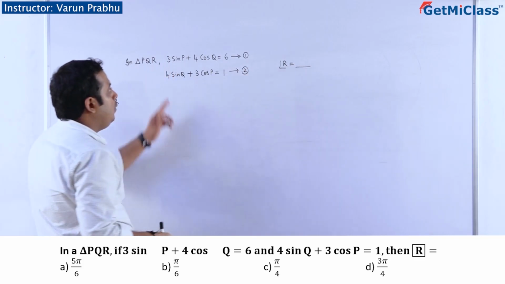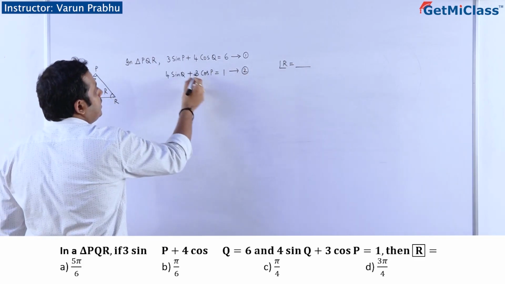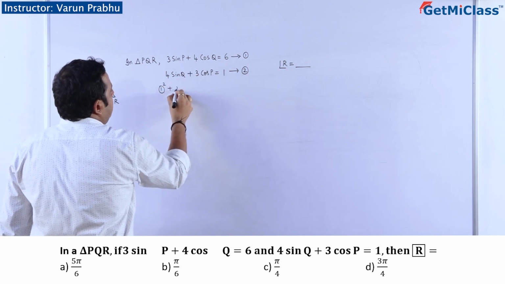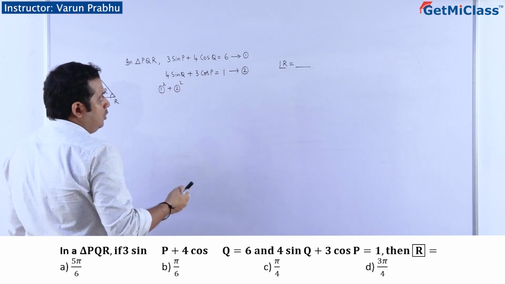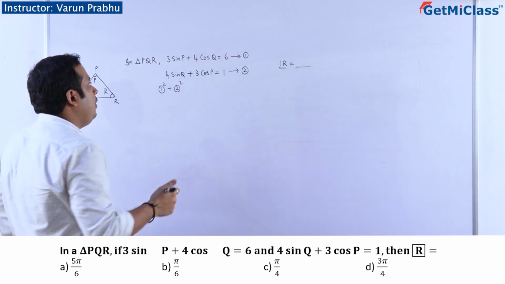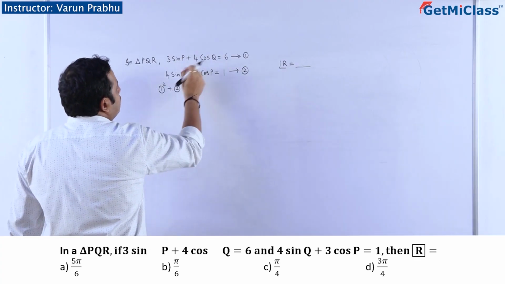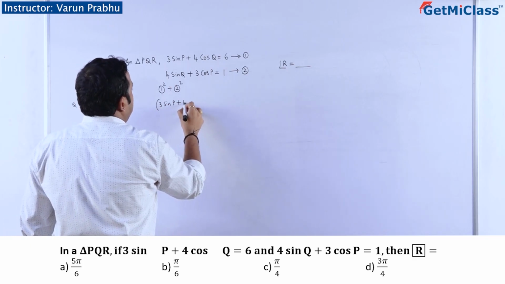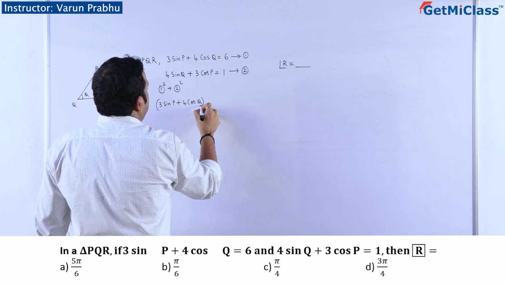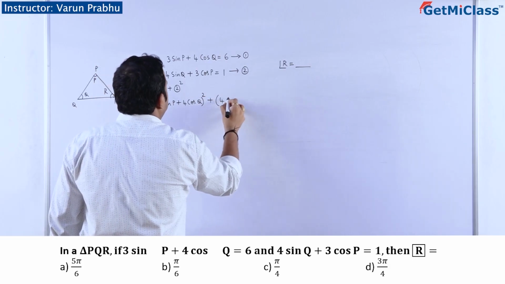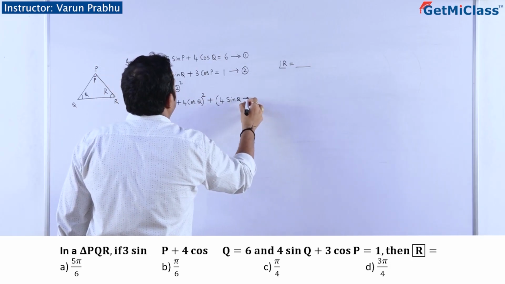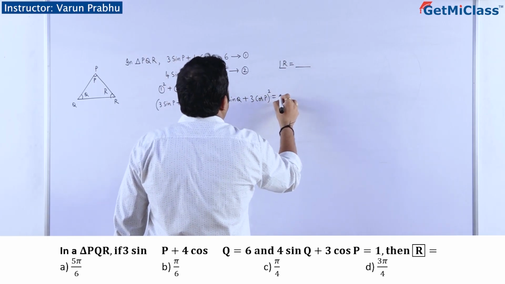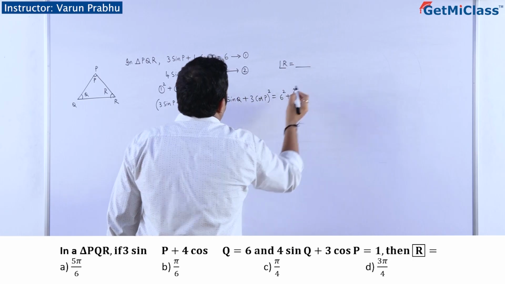So I'll call this equation 1, this is equation 2. Whenever there is sine and cos involved in the equation, the only method of solving this problem is to square and add. Is it okay? So that you will end up with some relation between P and Q. So squaring and adding will give me 3 sin P plus 4 cos Q the whole square plus 4 sin Q plus 3 cos P the whole square, that is equal to 6 square plus 1 square.